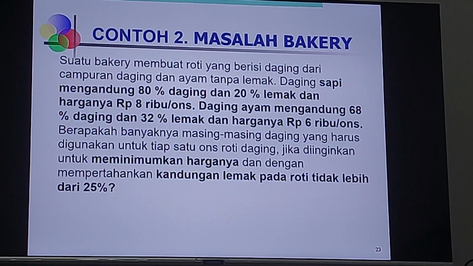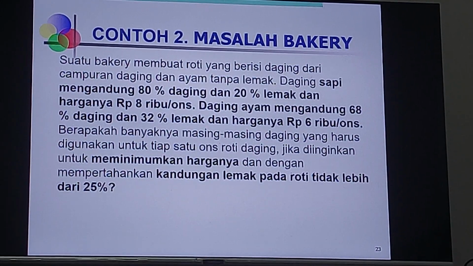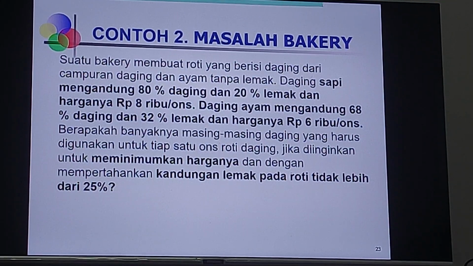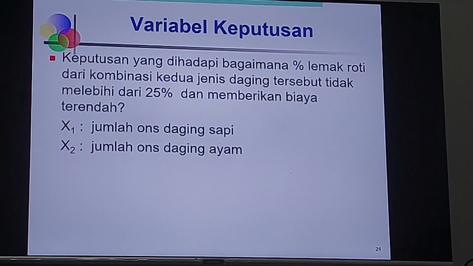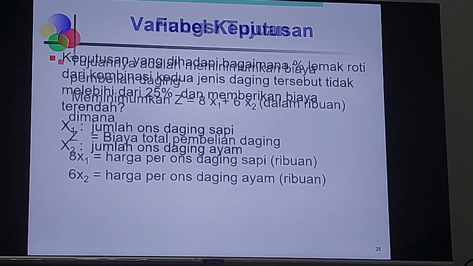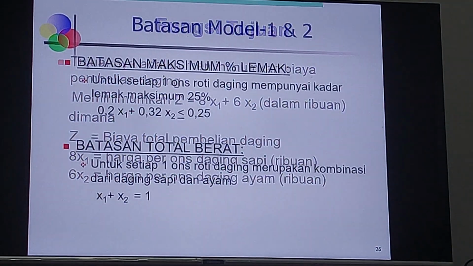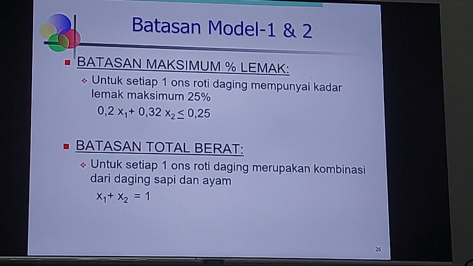So let's take a look at the fat. 20% and 32% of what? Of the meat, of the raw material, of the X and of the Y. Of the X1 and X2. Each of X1 and X2 will have fat. How much fat? There, the top.